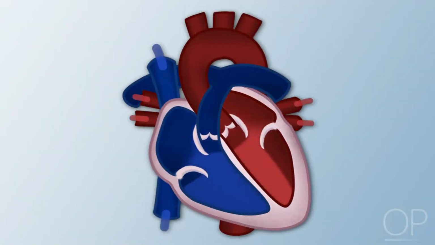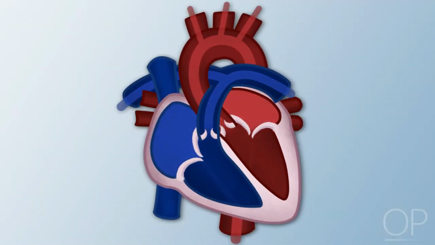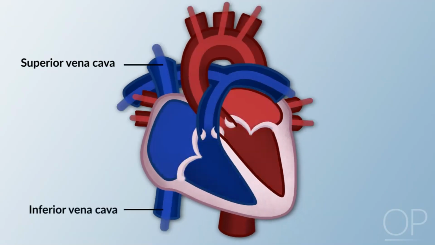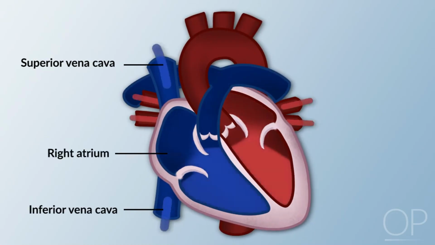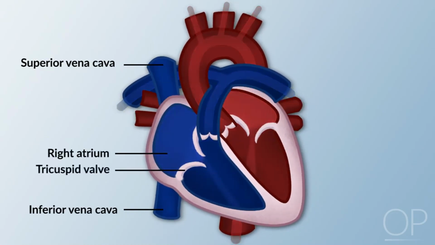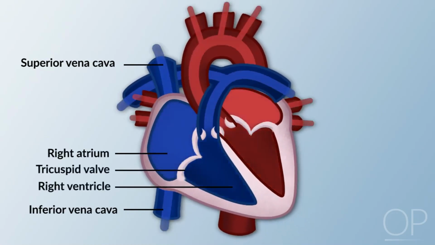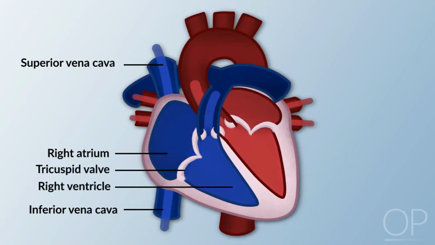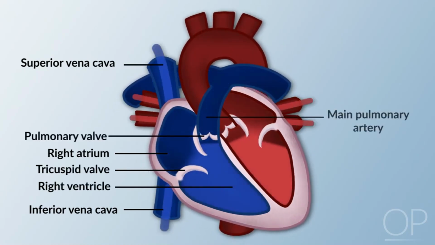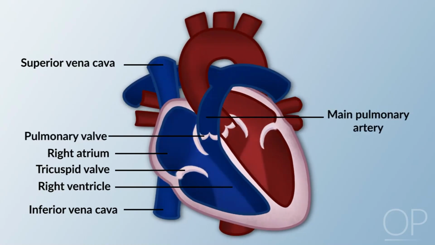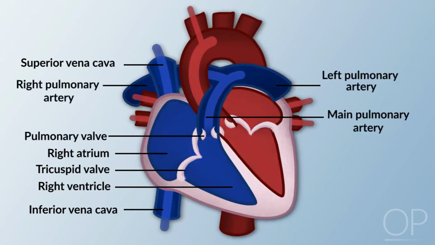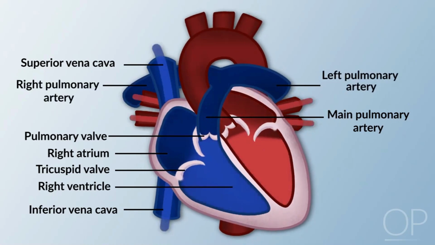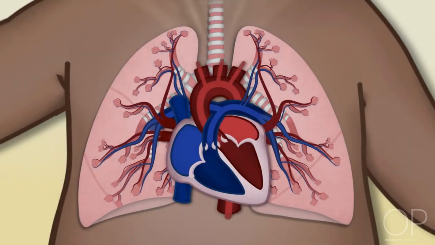The right side of the heart receives venous blood from the body through the superior and inferior vena cava, which enter the right atrium. Blood flows through the tricuspid valve into the right ventricle. Blood leaves the right ventricle through the pulmonary valve into the main pulmonary artery. The pulmonary artery divides into right and left pulmonary arteries to transport deoxygenated blood from the right side of the heart to the right and left lungs.